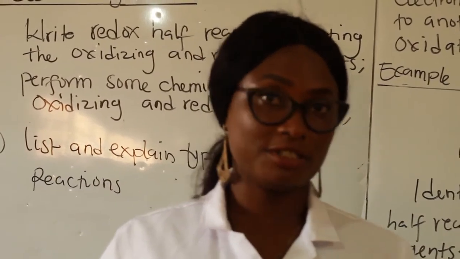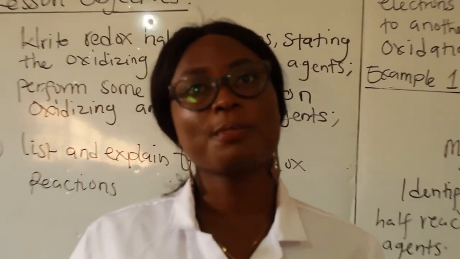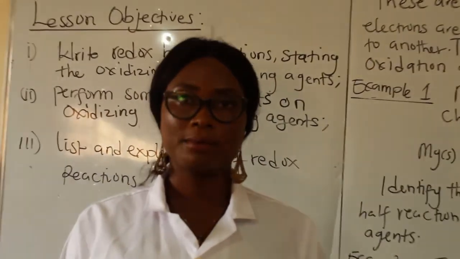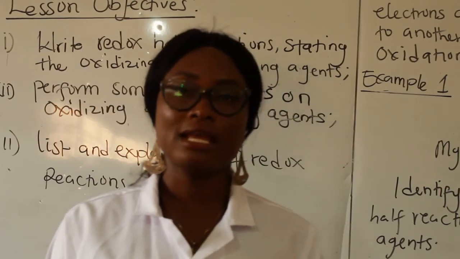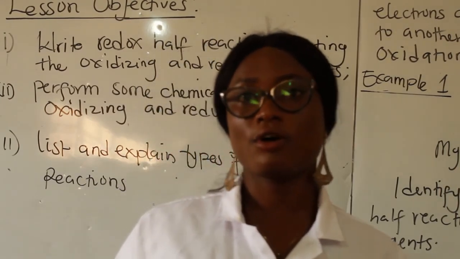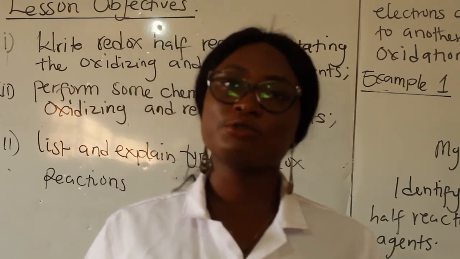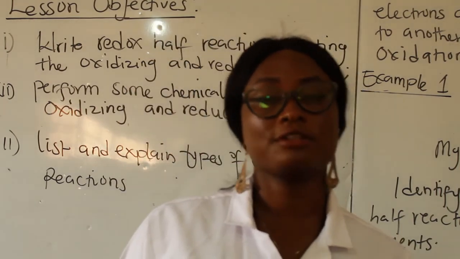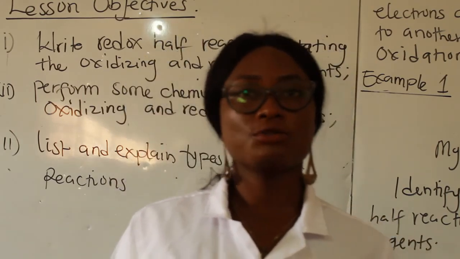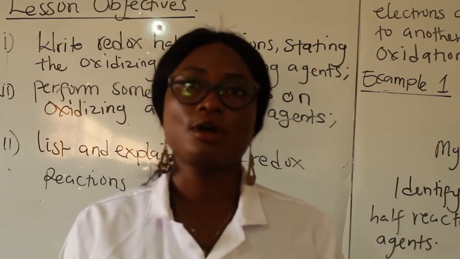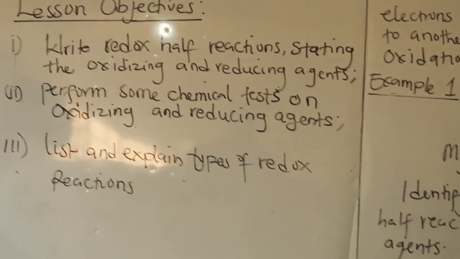I'll be doing a continuation of the virtual class that will be sent to you through the WhatsApp platform. So this is the second part of the topic. We've been looking at redox reaction, that is oxidation and reduction reaction. The last class we were able to define a redox reaction. We also looked at oxidation numbers and how to calculate oxidation numbers. So today we'll be looking at the second part of the topic.